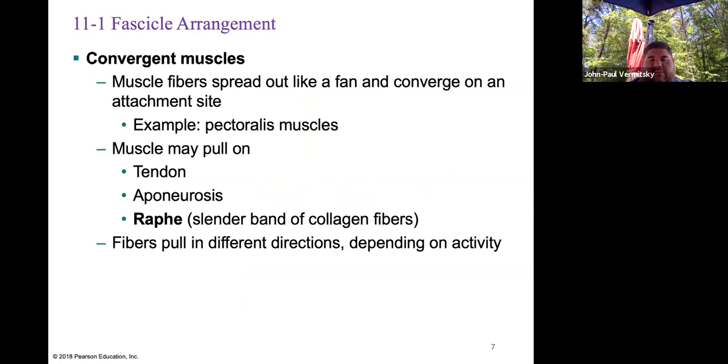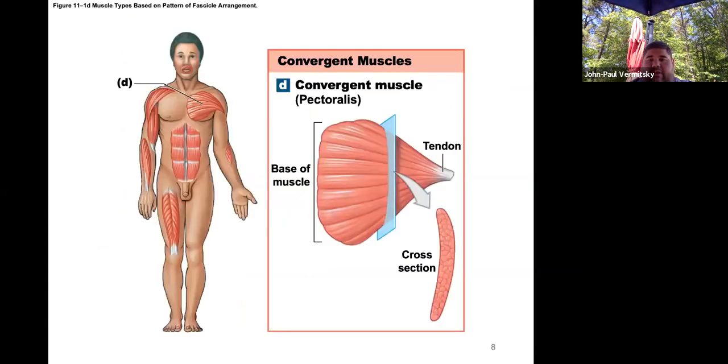Convergent muscles, these are when the muscle fibers spread out like a fan, converging. An example, this would be your pectoralis muscle. The muscles may pull on a tendon, they might pull on an aponeurosis, or they might pull on a slender band of collagen fibers called a raphe. The fibers will pull in different directions depending on the activity. And here you can see this is an example of your pectoralis muscle. You can see how it sort of fans out, okay, the fibers.